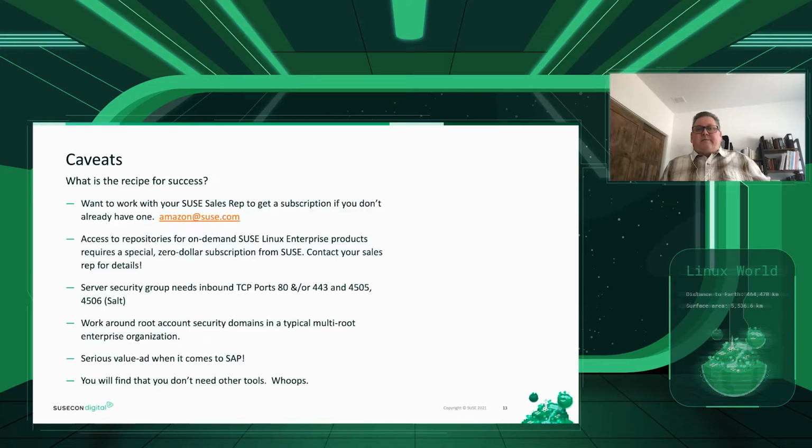And caveats. Okay, what's the recipe for success? Well, again, you need a subscription if you don't have one, and you can use it anywhere. There are a number of standard TCP ports required for your network ACLs or security groups, including HTTP, SSH, SALT. It's not that scary, though. Root accounts represent the security domain that we have to work across, and David will discuss this more in a minute. For very large organizations or in situations where you want to control caching and I/O, SUMA proxy is a good thing to consider, particularly if you're trying to work around those outbound I/O costs.